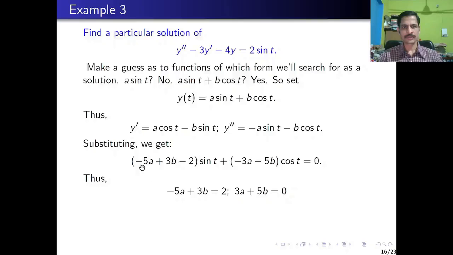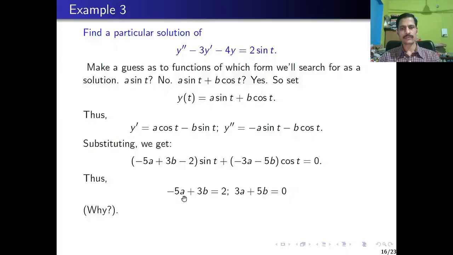So we equate the coefficient of sin t to 0 and we equate the coefficient of cos t to 0. Why do we equate that? You can pause the video and try to answer the question. That is because sin t and cos t are linearly independent.